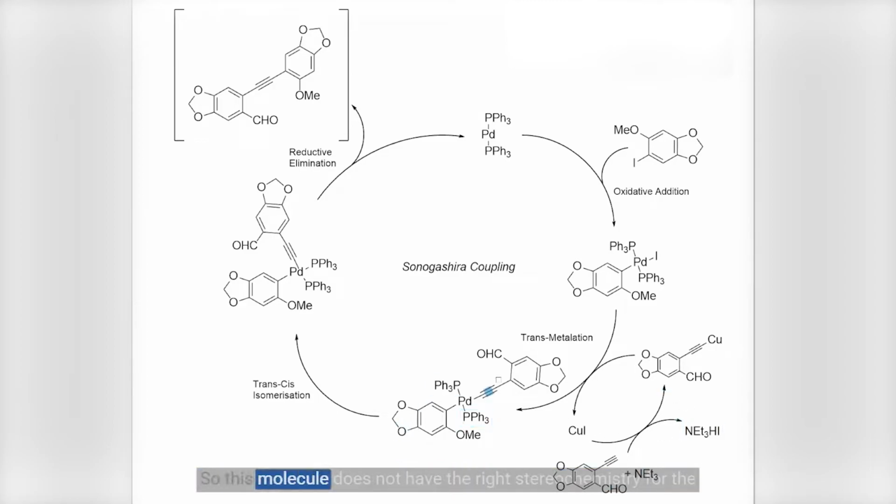So this molecule does not have the right stereochemistry for the reductive elimination yet. So it would undergo trans-cis isomerism so that the two R groups would be cis to one another so that they can undergo reductive elimination to form this product. This is the product of the Sonogashira coupling, and the palladium-0 species would be regenerated to continue the cycle again.